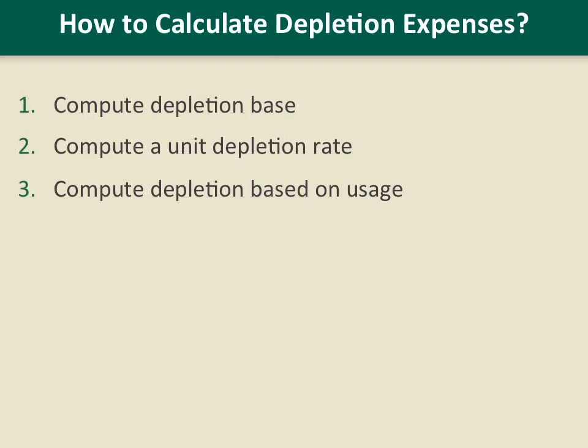Secondly, how to calculate depletion expenses. When we calculate depletion expenses, we need to go through 3 steps. First of all, we're going to calculate depletion basis. This is also called the depletable cost. Secondly, we're going to compute a unit depletion rate. Thirdly, we're going to compute depletion expenses based on the usage or extraction.